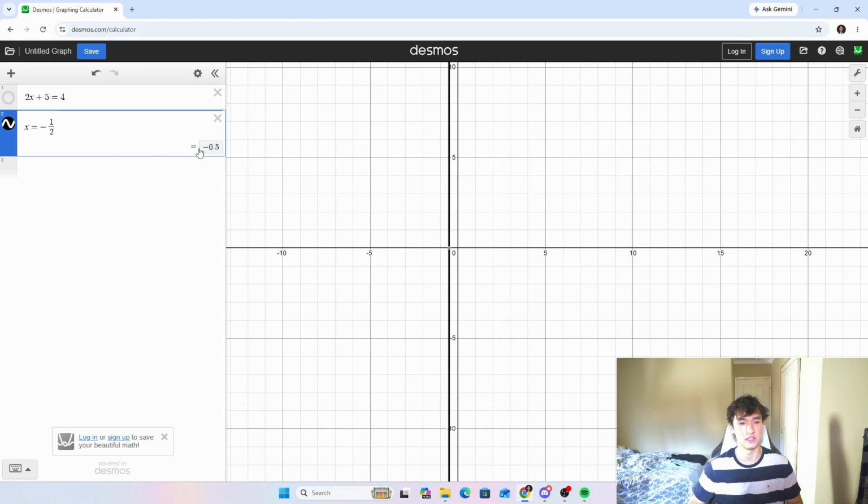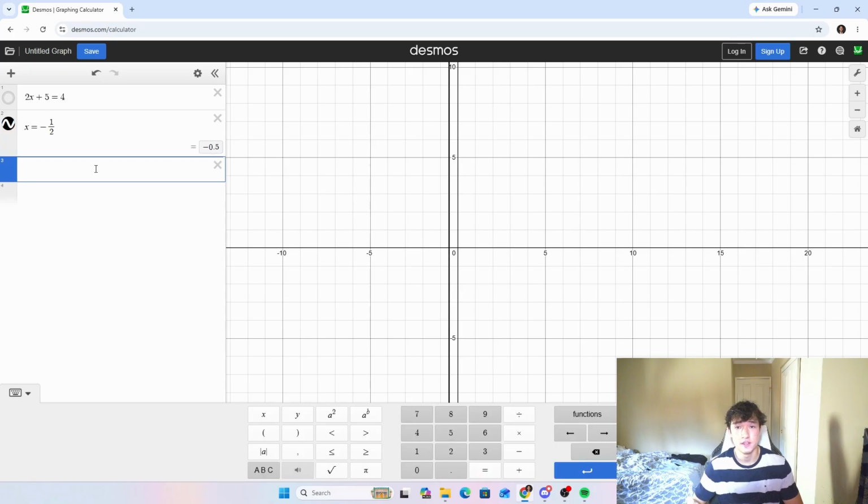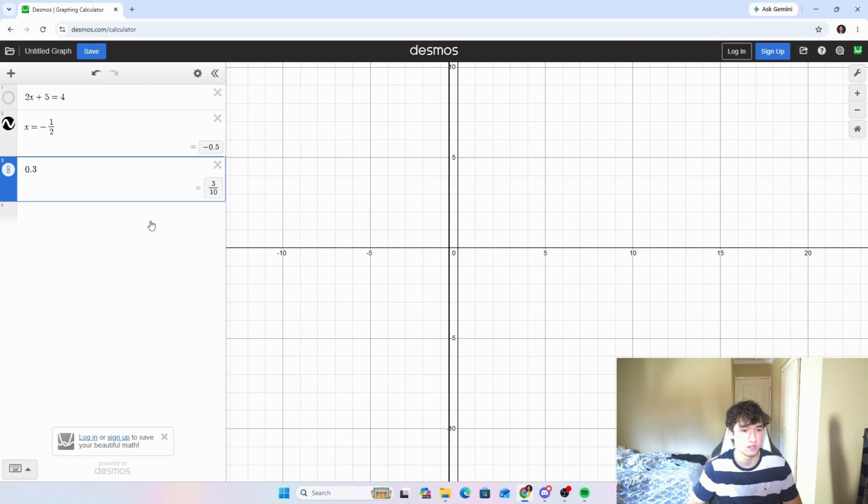Also, as you can see, Desmos will automatically give you the decimal or fraction. And if you want to see the fraction of any decimal, as long as it can create a fraction, you have to put in the number and then you just go like this. Click this left button right here. It will give you the fraction right here.